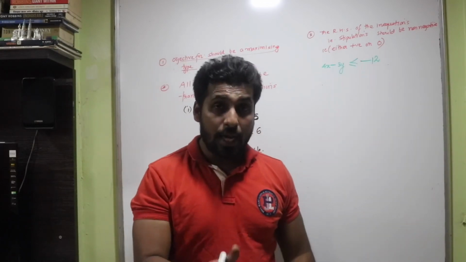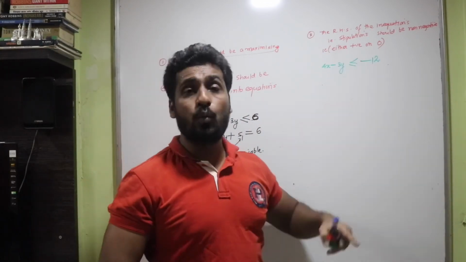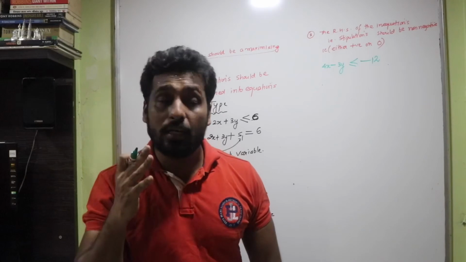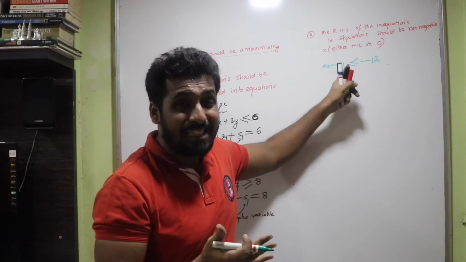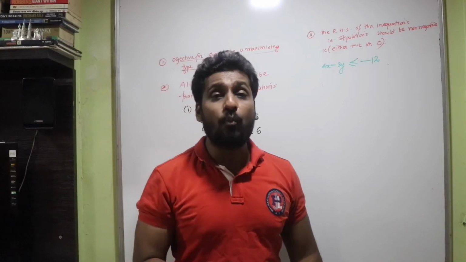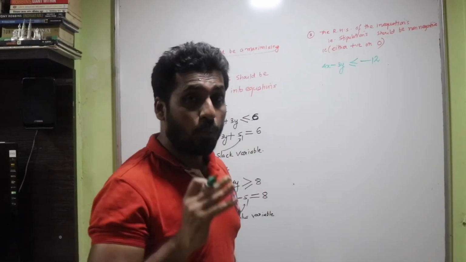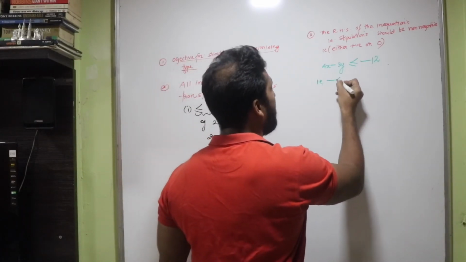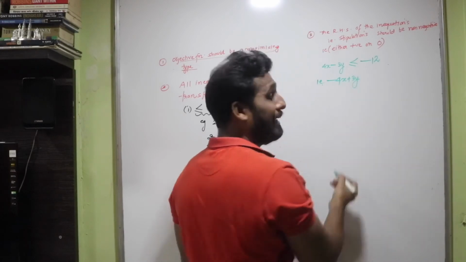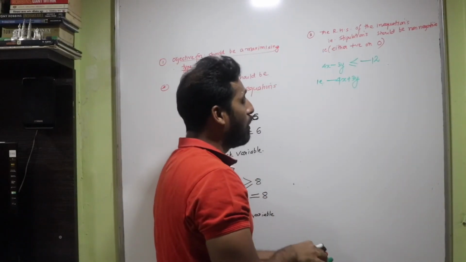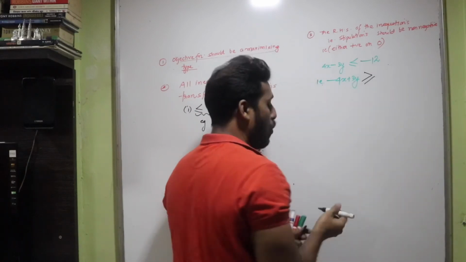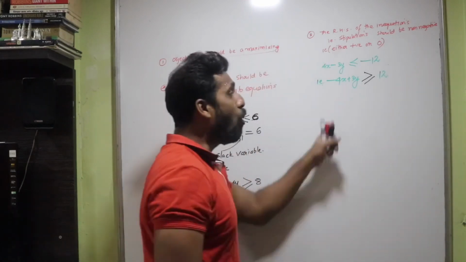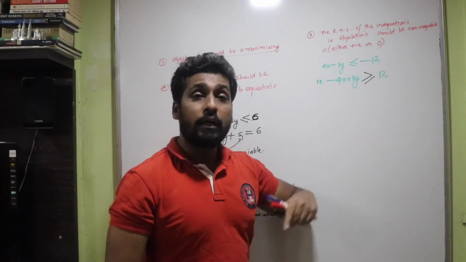But now remember this, if you are going to multiply this inequation with a negative sign, the inequality will change. The less than type will transform into a greater than type. This is very important. So I multiply with a negative sign, and that means I get minus 4x plus 3y greater than or equal to plus 12. So what kind of an inequation is this? It is now a greater than or equal to type.